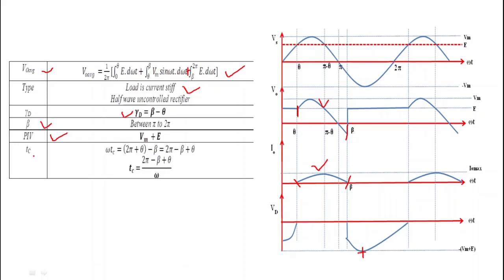And what is the circuit turn off time? Circuit turn off time is the time for which the diode is reverse biased. Here we can see that suppose this is 2 pi. So from 0 to 2 pi, we can clearly see that the diode is reverse biased for this period and this period, and this is theta. And what is this period? This is simply 2 pi minus beta. So we get 2 pi minus beta plus theta. So this is the angle for which the diode is reverse biased. So what is the circuit turn-off time? It is simply equal to 2 pi minus beta plus theta, divided by omega.